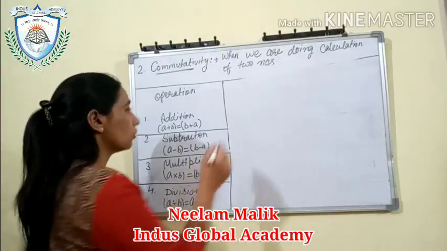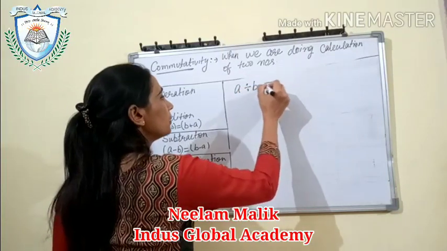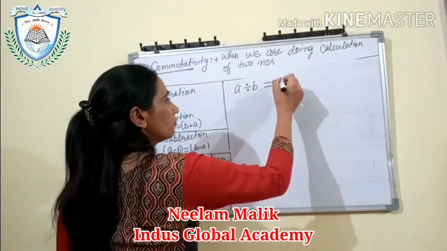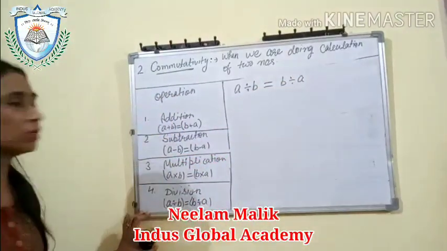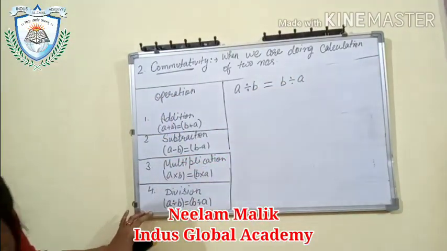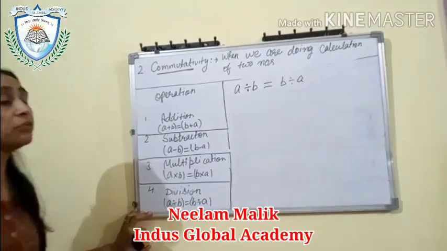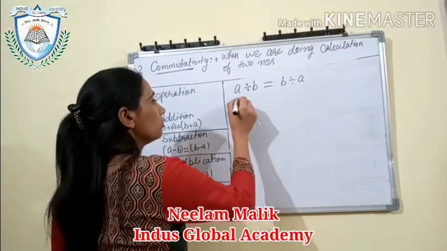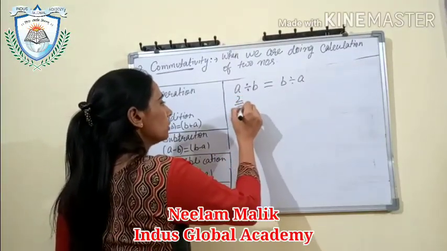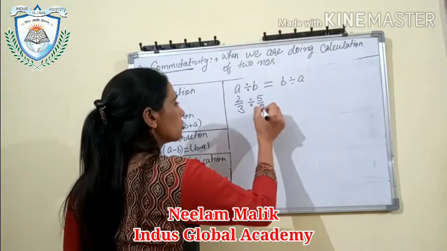Now division. Let's check the division of two numbers, a divided by b. We have to check whether they are equal or not. If they are equal, we will say rational numbers are commutative under division. Otherwise we will say no. So let us take any values. Suppose 2 upon 3 divided by 5 upon 2.